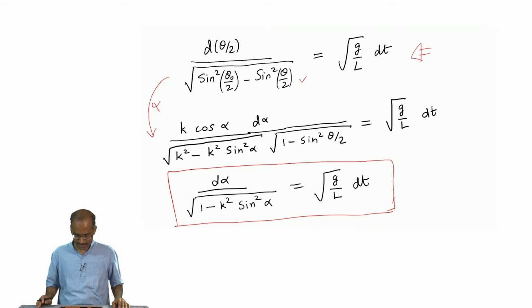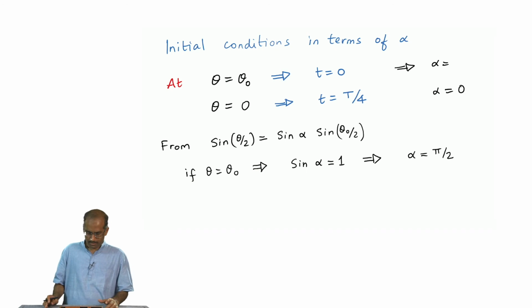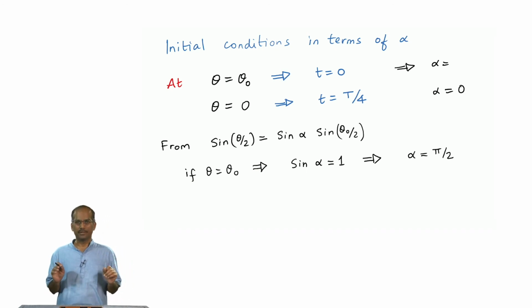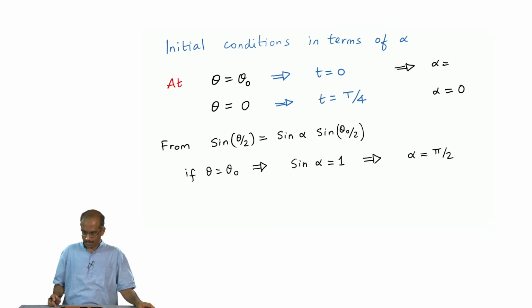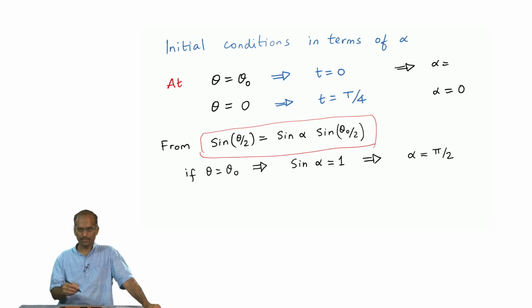Now, this can be integrated. Now, even though I want to find the solution, you will realize that it is not an easy equation to integrate and solve. So, we will first settle for finding the time period. So, I knew the initial conditions in terms of theta, which is how the problem was specified. Now, we will write the same initial condition in terms of alpha. We said that at t equal to 0, at initial time, theta is equal to theta 0. So, that corresponds to some angle of the pendulum. And if theta equal to theta 0, you note that we have this relation here, which we just discussed 2 slides back.